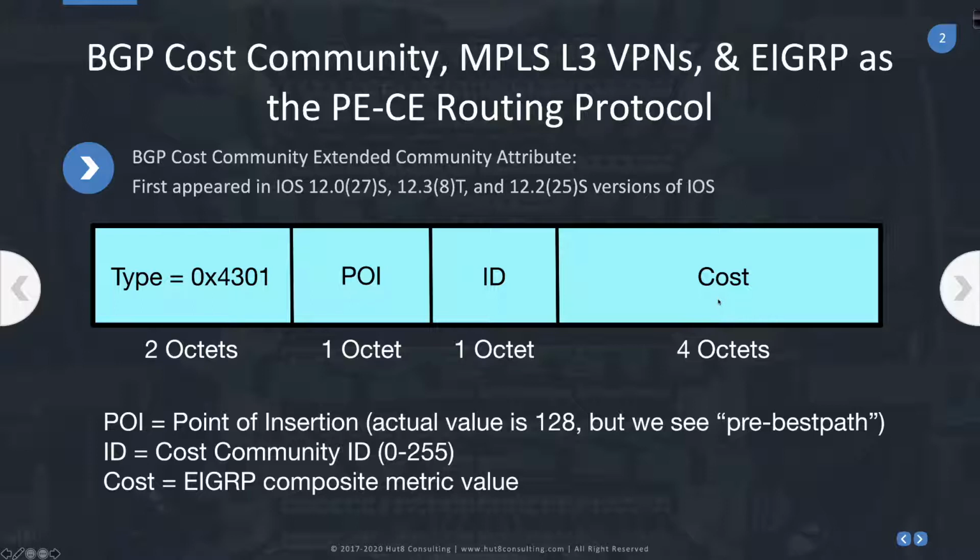We're going to be looking at the EIGRP metric first. We're not going to look at the weight. We're not going to look at the local preference. We're not going to check to see if it's locally originated. We're not even going to look at the AS path. When we have a point of insertion value of 128, it's referred to as the absolute value. And what that means is that it's going to be evaluated pre-best path, exactly what it says.